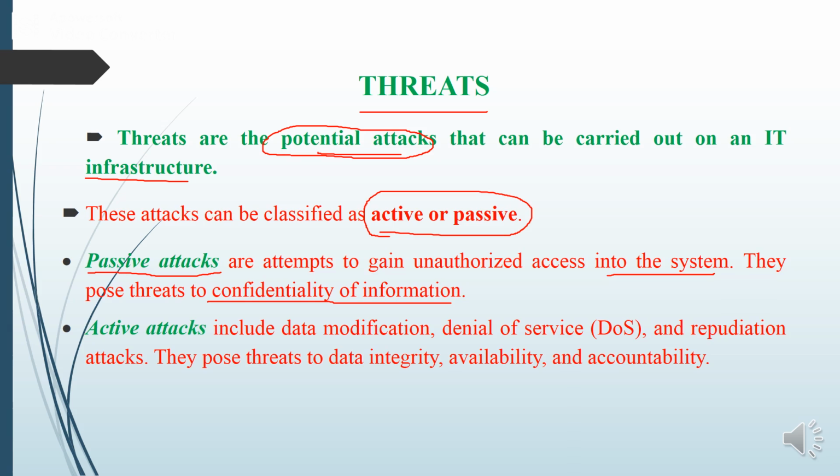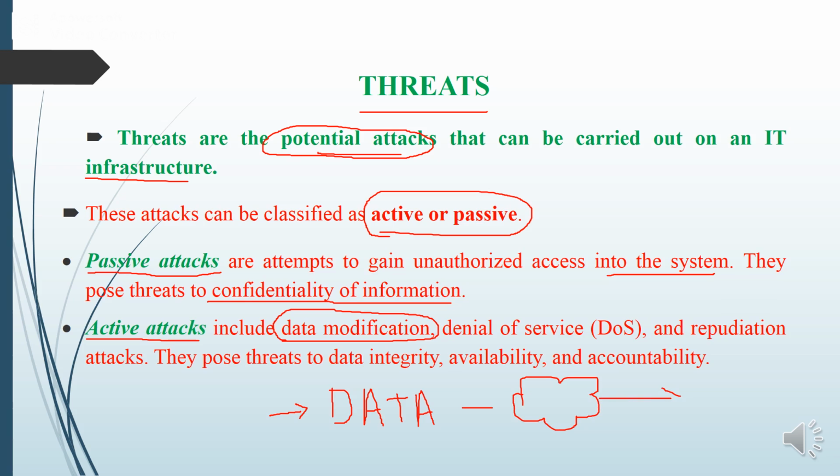The second one is the active attacks. The active attacks may include data modification. This is a major problem with respect to an active attack. An active attack may modify the data. That means whatever data is sent from the sender in the network, they may modify the data and they may retransmit the data. So active attacks include data modification, denial of service, and repudiation attacks. They pose threats to data integrity, availability, and accountability of the data.